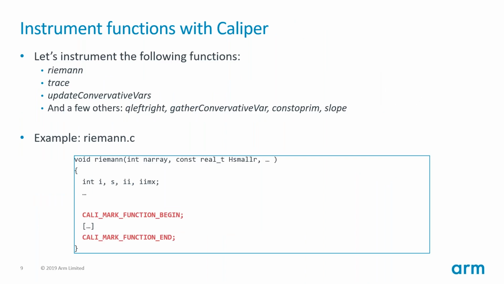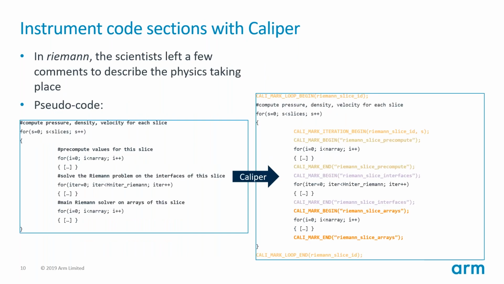Using Caliper is quite straightforward. A high-level API can be used to instrument functions. For our example, we can add annotations to identify the functions that correspond to the main performance bottlenecks. Additional Caliper annotations can be used to define loops or arbitrary code regions.